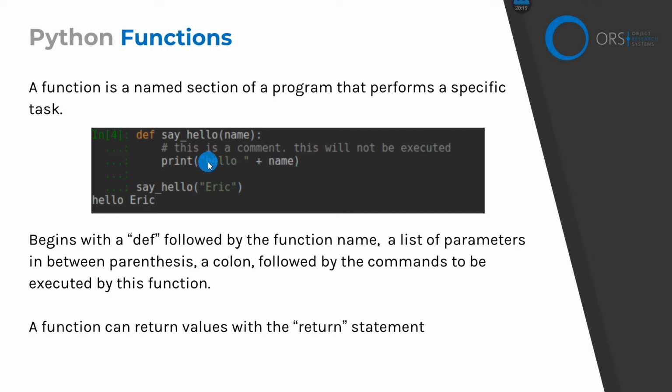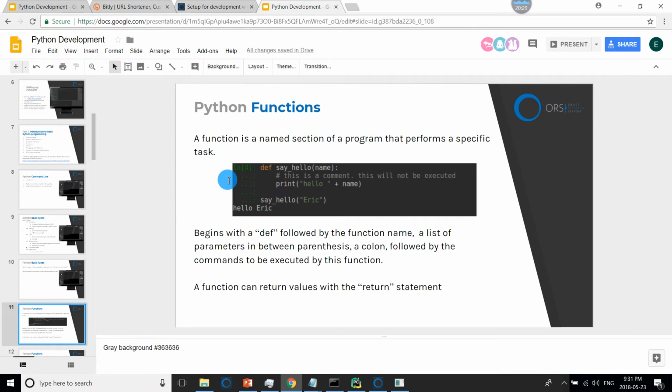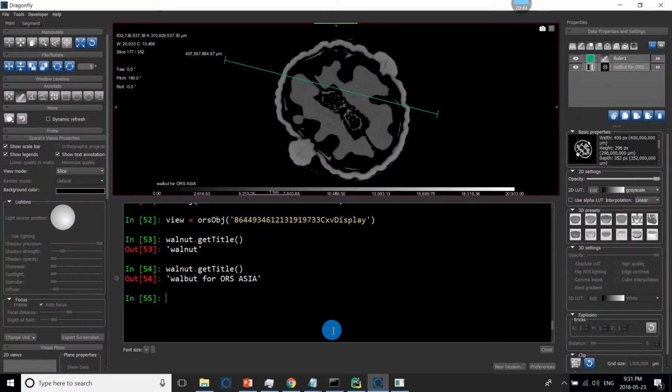And then you can add code to be executed. So here I created a simple function that will print the string, and it's going to print the name. So then I can use this function by doing say hello. Everyone understands? Okay.